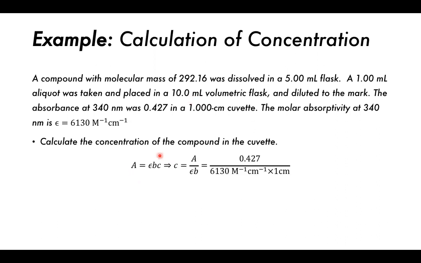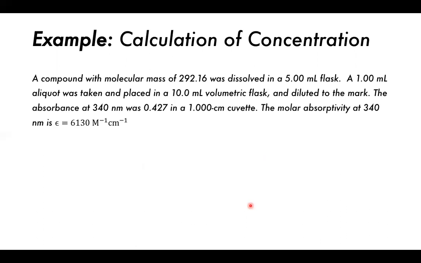Here we'll just use the Beer-Lambert law. Absorbance is equal to epsilon BC, since we have everything we need. We have the molar absorptivity at a certain wavelength, the absorbance at that wavelength, and the path length. So we can rearrange the equation so that concentration is equal to absorbance over epsilon B, and we fill in the values. So 0.427 over 6,130 times 1 centimeter gives us a concentration of 6.97 times 10 to the minus 5 moles per liter. Now, since we did dilute this by a factor of 10, we're asked, what is the concentration of the compound in the 5 milliliter flask?